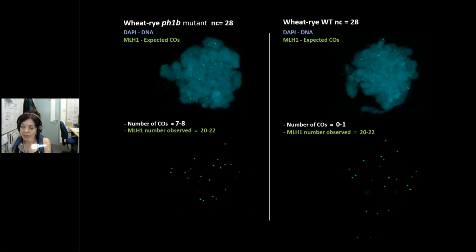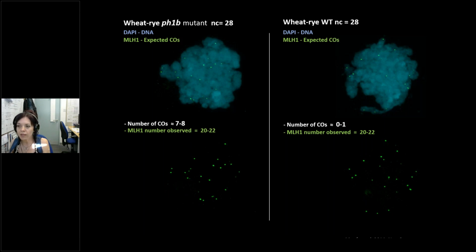However, again, the number of MLH1 sites in green in the images was the same in the presence and absence of Ph1. While in the presence of Ph1, there is none or one crossover, and in the absence, there are between 7 or 8 crossovers. So this result was really shocking, because the number of MLH1 sites doesn't correspond to the number of crossovers, and this contradicts what has been observed in other species. But then these other meiotic studies are normally done in diploid species, where they don't need to deal with all this problem between homologs and related chromosomes.